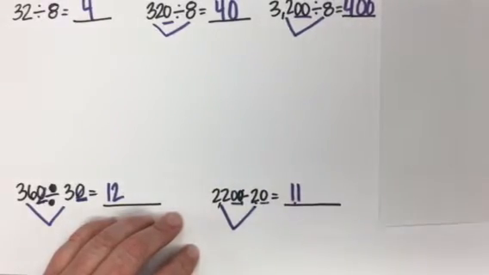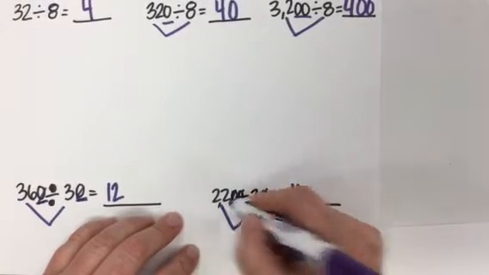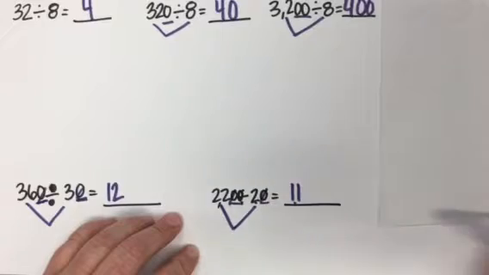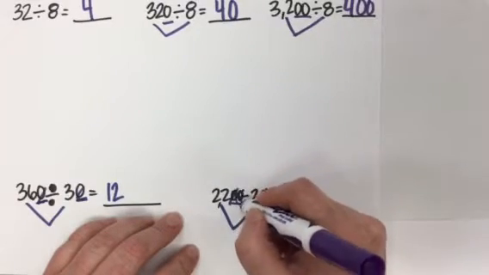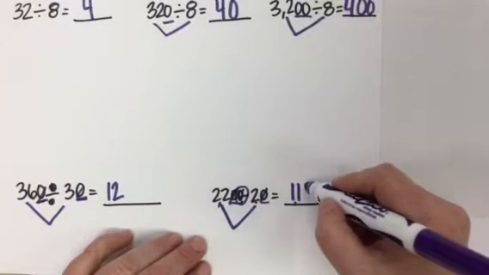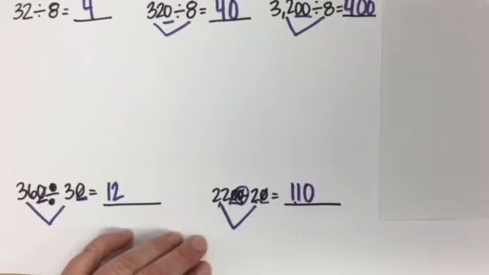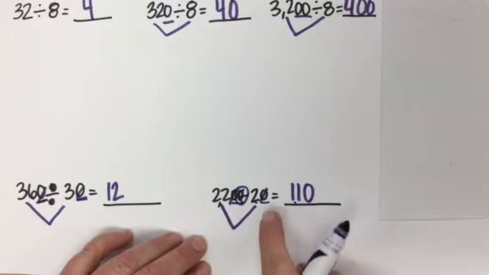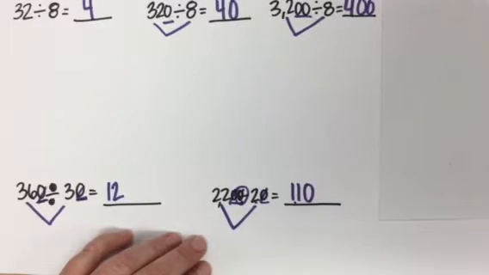I ignored some zeros here. I ignored 1 0 on this side, 1 0 on that side. I'm out of zeros here. I still have 1 0 that I have to deal with. Now I'm going to add a 0 back on. Only because there are more zeros on this side than there are on this side.